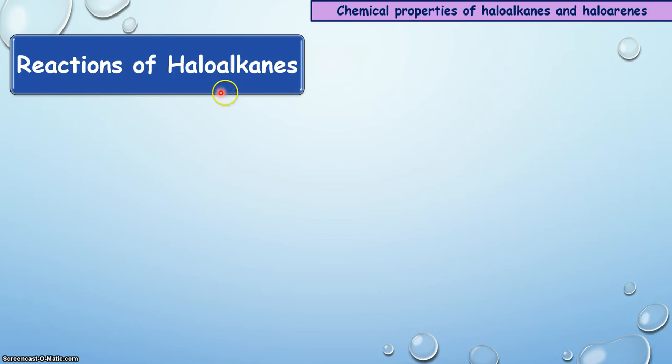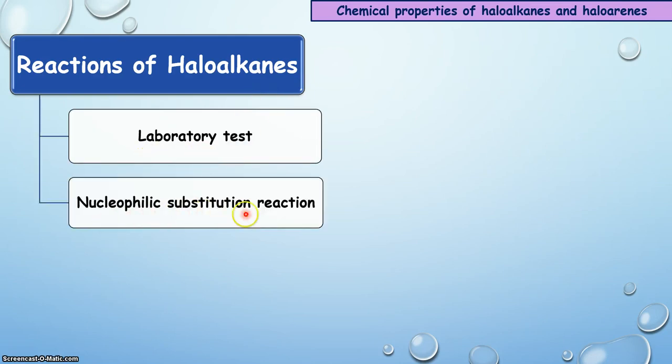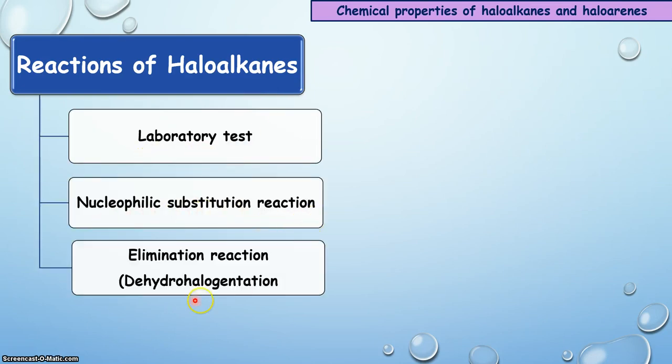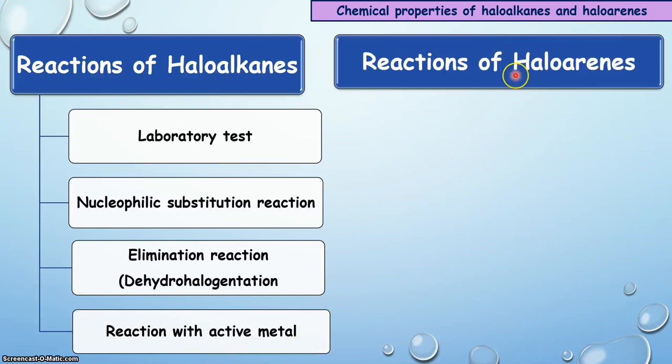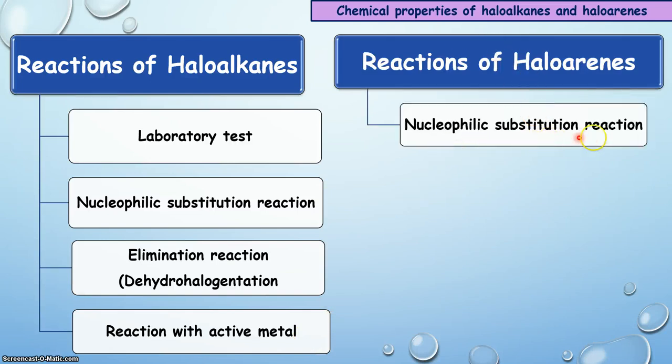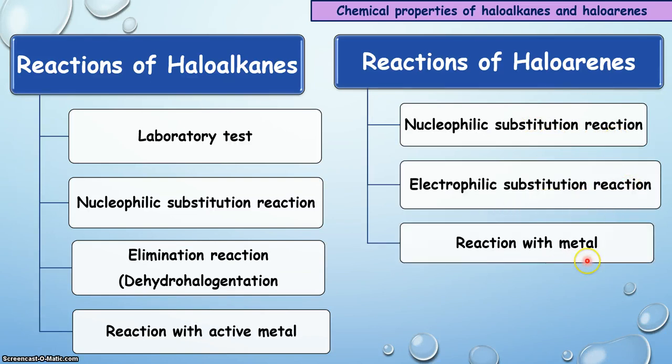In reactions of haloalkanes, we will talk about the laboratory test, nucleophilic substitution reaction of haloalkanes, elimination reaction, that is dehydrohalogenation of haloalkanes, and reaction with active metal. While in reactions of haloarenes, we will talk about nucleophilic substitution reaction of haloarenes, electrophilic substitution reaction of haloarenes, and reaction with metal. Let us discuss each of these reactions in detail.